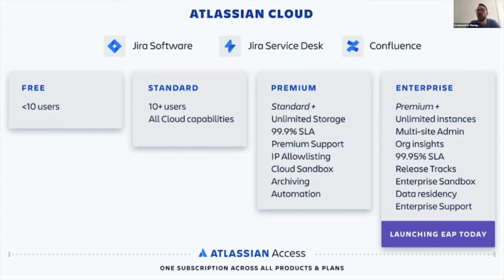The Enterprise Cloud will include all the Standard and Premium features, but also has an even tighter SLA and allows organization insights. You can basically navigate multiple instances or multiple sites. You can administer them centrally and have central user provisioning. Atlassian added a feature called release tracks. If you are living in a corporate environment, you do not want all the latest and fanciest features shipped to you or your users, but you might want to check them out in one of the enterprise sandboxes prior to actually rolling them out. And this is what release tracks basically allows you.